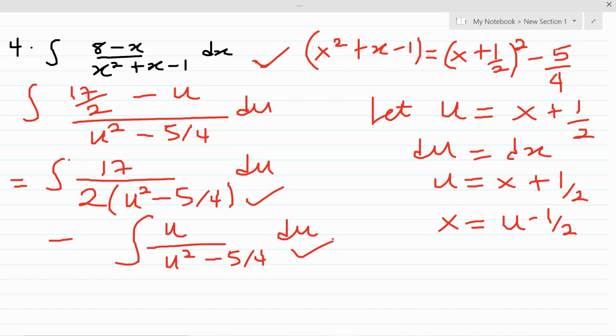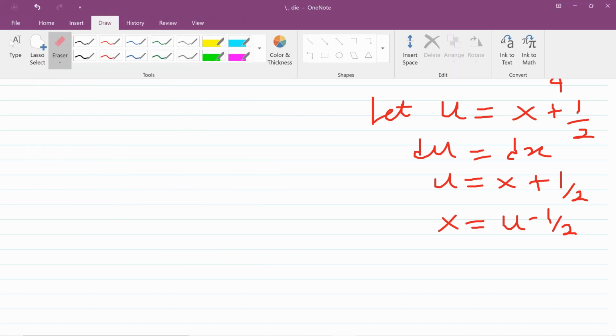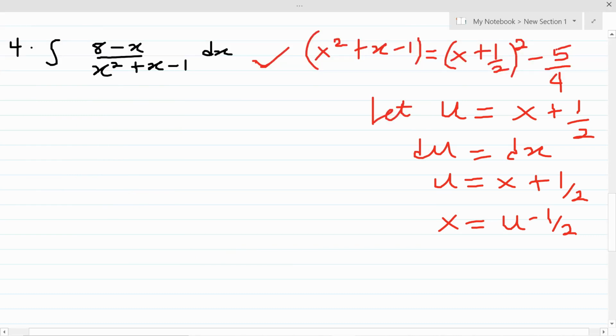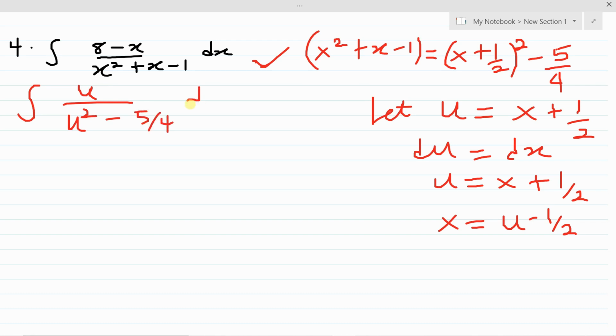separated it. So now I have two separate integrals to solve, okay. You can do a lot about it, but I will solve the second one first, because that is the easiest one you can do, okay. So let's solve the second one first. With the second integral, I have the integral of u over u squared minus 5 over 4 du, okay.